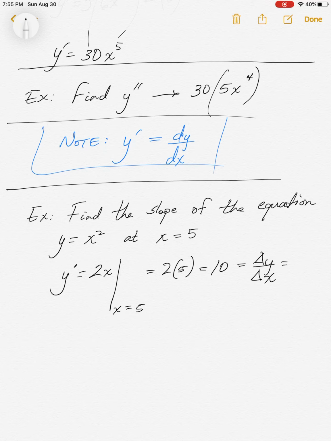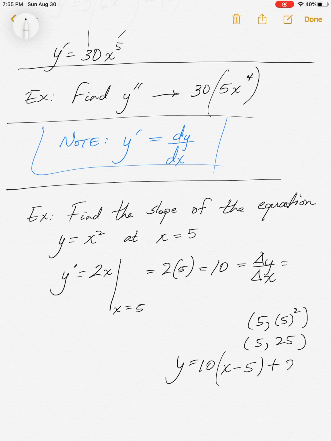So we got the slope. The slope is 10, and the x value is 5. You plug 5 into your equation. So you have 25, and you have a slope of 10. You have y equals 10 times (x minus 5) plus 25. The equation of the tangent line, somebody talk to me, is 10x plus 10.